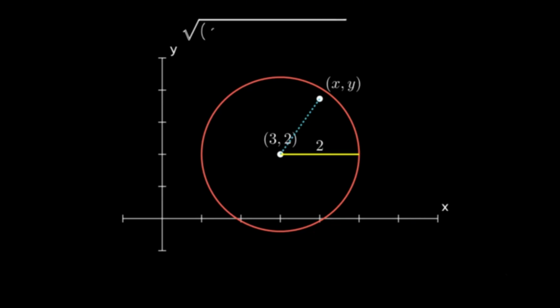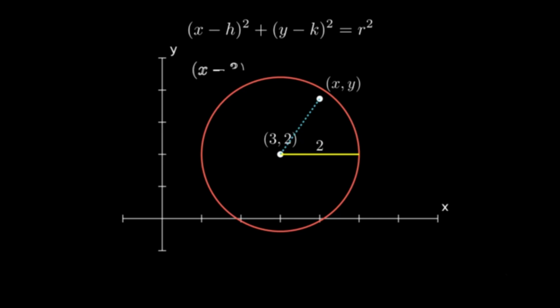Using the distance formula, we can write that the square root of the quantity (x minus h) squared plus (y minus k) squared equals r. This formula calculates the distance between the center point (h, k) and any point (x, y) on the circle. To eliminate the square root, we square both sides of the equation. This gives us (x minus h) squared plus (y minus k) squared equals r squared. This cleaner form is known as the standard form equation of a circle.